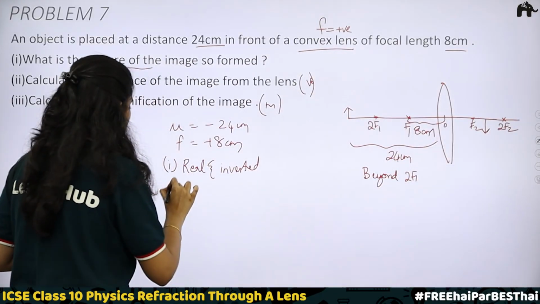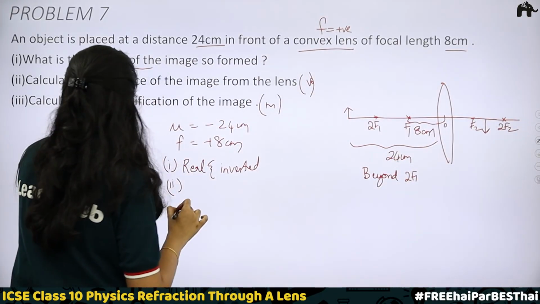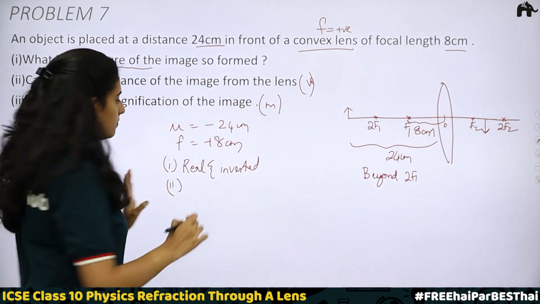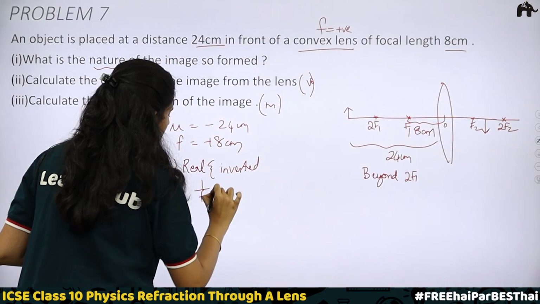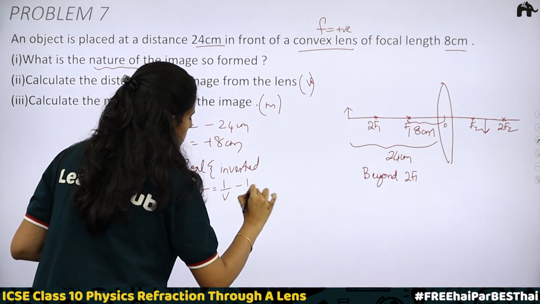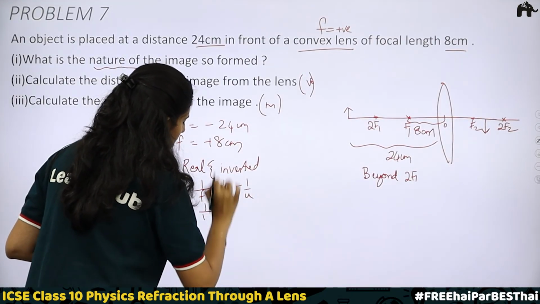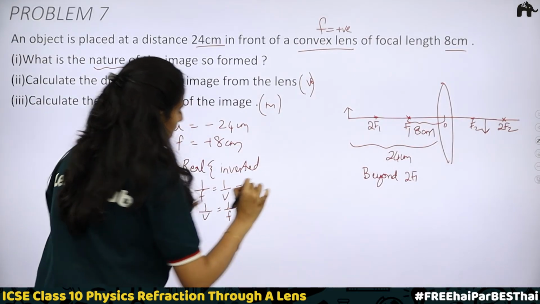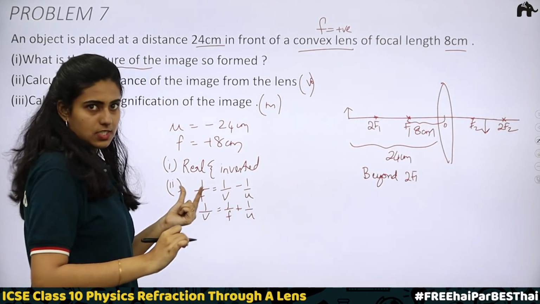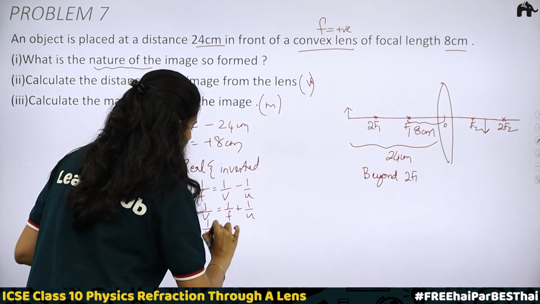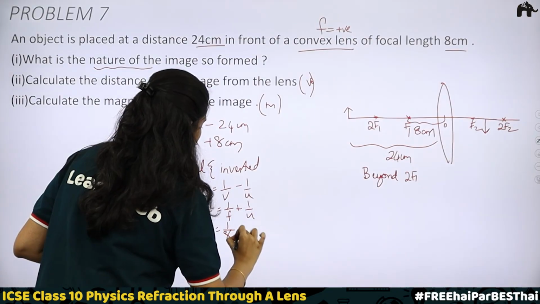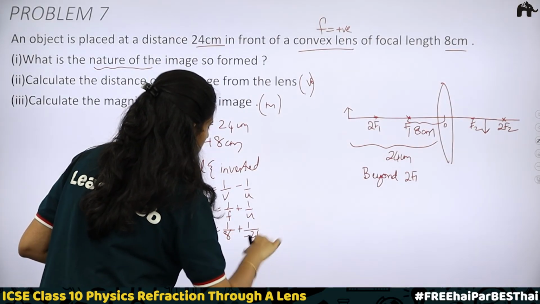Okay. Now the second part of the question, we have to calculate the distance of the image from the lens, which means we have to calculate V. We have the lens formula 1 by F is equal to 1 by V minus 1 by U. To find 1 by V, you will have 1 by F plus 1 by U, taking this minus 1 by U to the opposite side. Put the values. 1 by V is equal to 1 by F. F is 8 centimeter, plus 1 by minus 24.